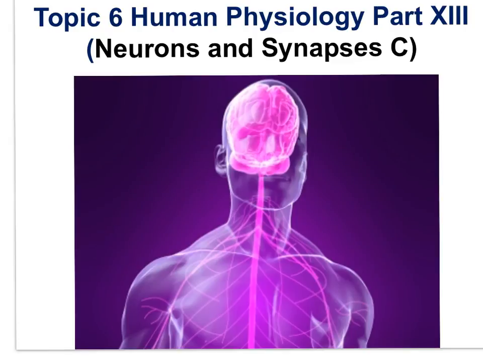IB Bio, Human Physiology, Part 13 is the third of 3 parts covering neurons and synapses. In Human Physiology, Part 13, Neurons and Synapses C, this movie, the focus will be on synapses. The essential idea is neurons transmit the message, synapses modulate the message.